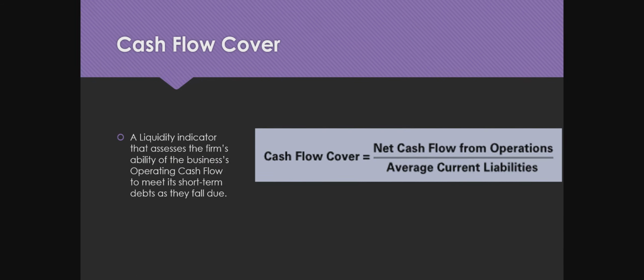So, cash flow cover. This is a financial indicator that assesses the business's liquidity, in other words, its ability to meet short-term debts as they fall due. So this is an equation: net cash flow from operating activities divided by the average current liabilities. So in your cash flow statement, the operating activities, the net cash flow there, put in the number, then divide it by your actual average current liabilities from your balance sheet.